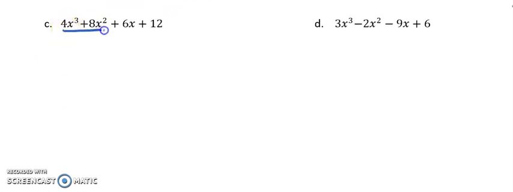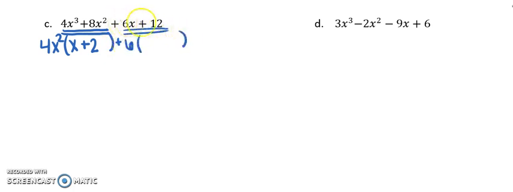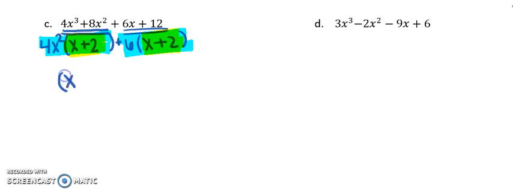Here's the next one. So our GCF between these two here is a 4x squared. So if we divide 4x cubed by 4x squared, we get x. 8 divided by 4 is 2, x squared divided by x squared is 1, so that cancels. Make sure you bring down this plus here. The GCF here would be a 6, and if I divide both of these by 6, we have an x plus 2. So looking at these then, this term and this term, the big huge thing that they both have in common is the x plus 2. So we would take that x plus 2 out, we would factor it out, and then what's left over is this 4x squared plus 6.